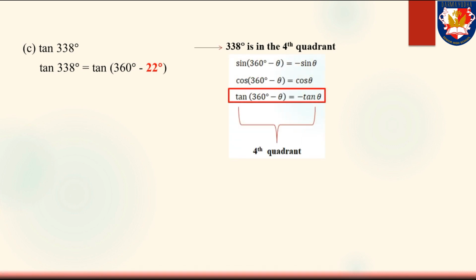Part C, tangent 338 degree. Remember that 338 degree is in the fourth quadrant. Since tangent 338 degree equals tangent of 360 degree minus 22 degree, based on this formula, we will have negative tangent 22 degree. 22 degree is now an acute angle.